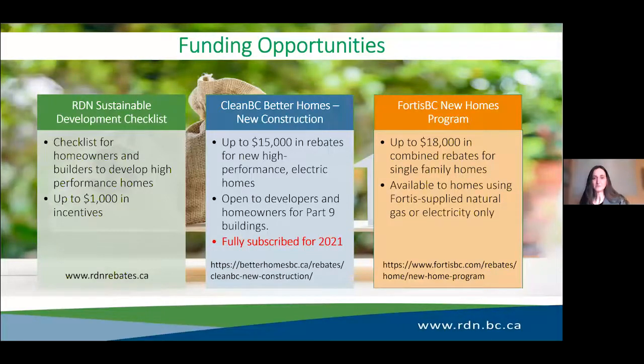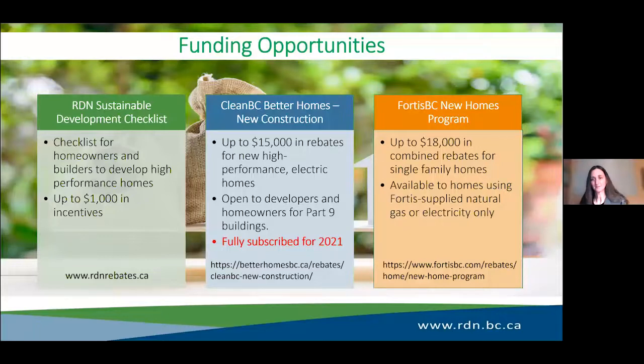So Clean BC Better Homes new construction, for example, is unfortunately fully subscribed for 2021. We don't know if it's coming back for 2022 and beyond, but that had up to about $15,000 in rebates for meeting different levels of STEP code. And then the Fortis BC program is still accepting applications for this year, and it has up to $18,000 in rebates to assist with homes meeting a specific level of the energy STEP code. And the catch there is that it does need to be for Fortis customers.